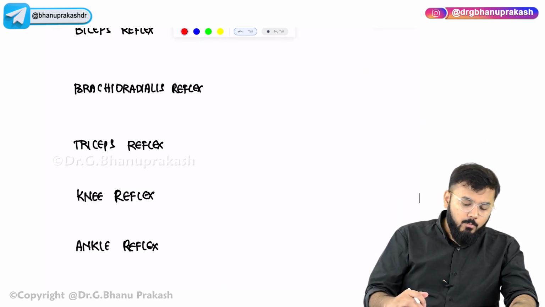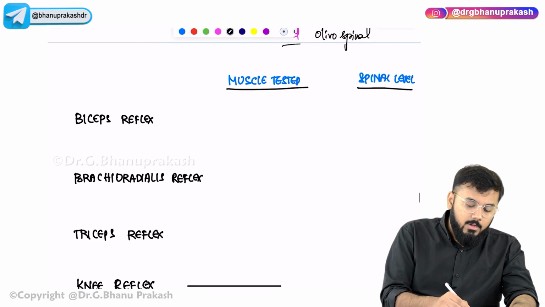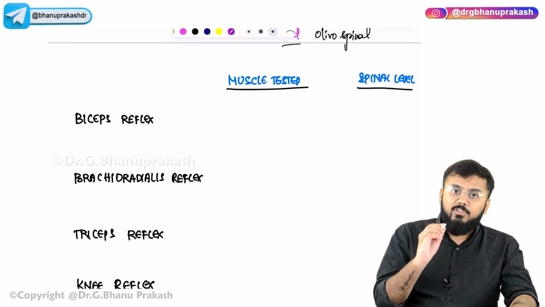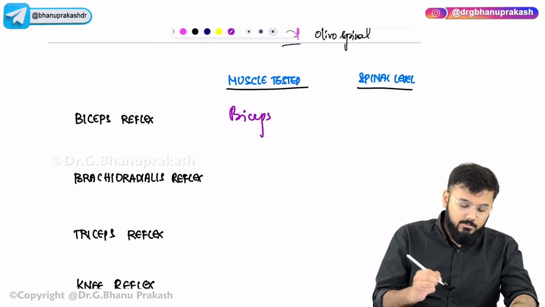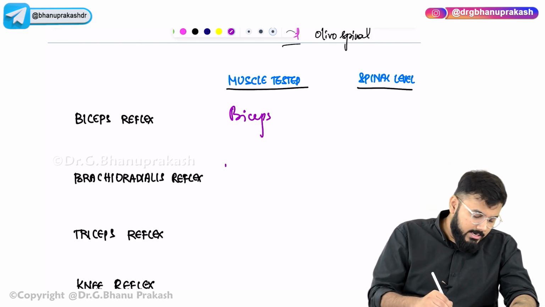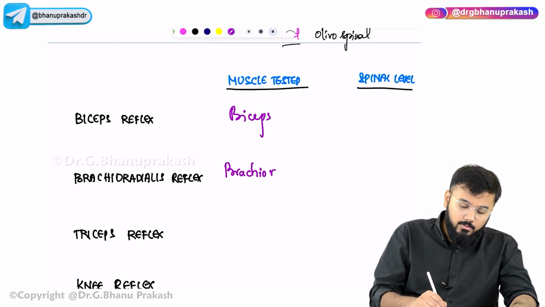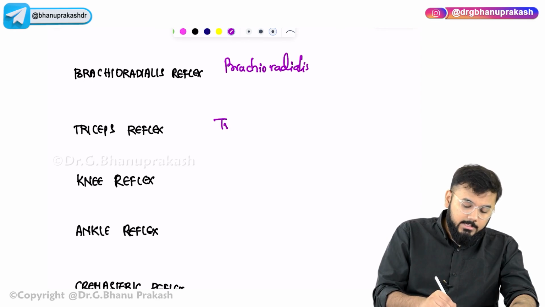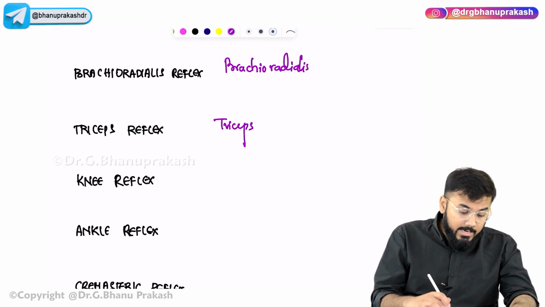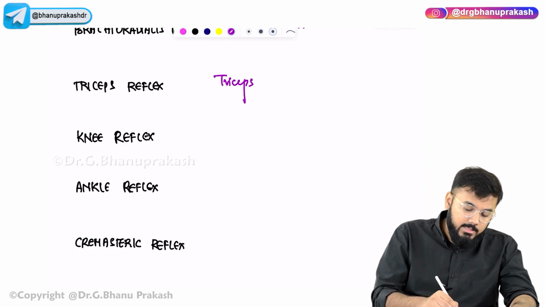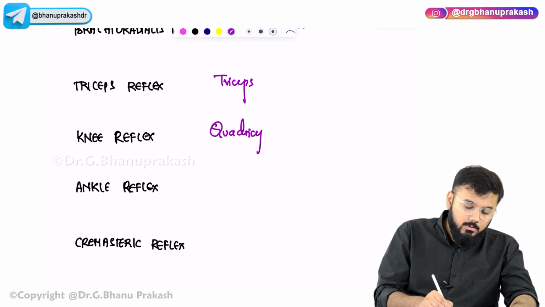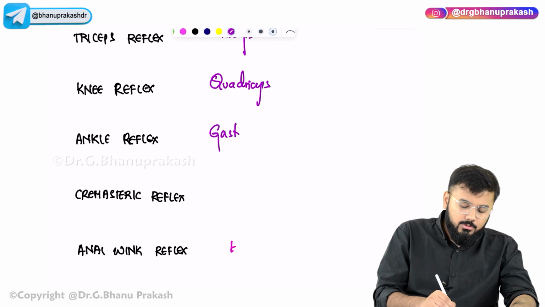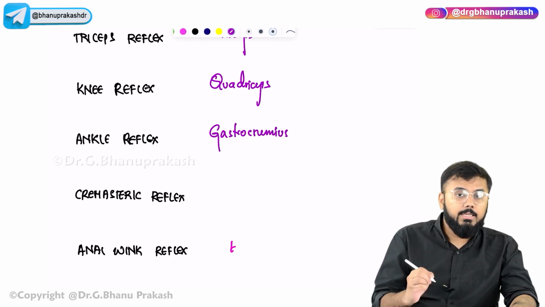Let us look at one of the most important reflexes in your body. Coming to these most important reflexes, what do you need to know here? Biceps reflex is done to check which muscle? That is your biceps. Brachioradialis reflex is done for brachioradialis muscle. Triceps reflex is done for triceps muscle. Knee reflex, you do to check which muscle? That is your quadriceps muscle. Ankle reflex you check for what? Gastrocnemius muscle.